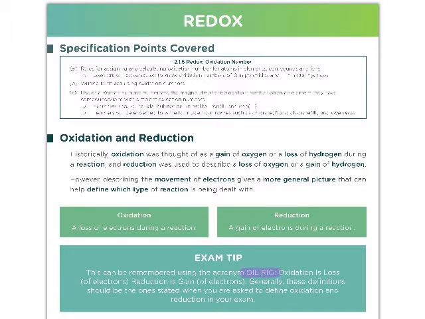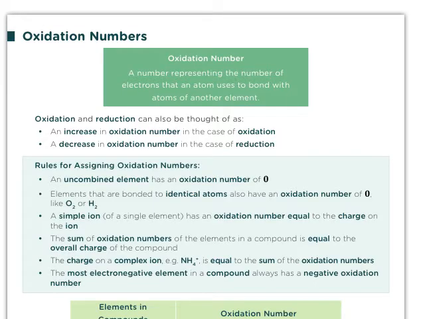where oxidation would be the loss of electrons, so that's the OIL. Oxidation is loss of electrons, and reduction is gain of electrons in a reaction. So when we move on to oxidation numbers, we need to think of an oxidation number as the number that's representing the number of electrons that an atom uses to bond with another element within a compound.